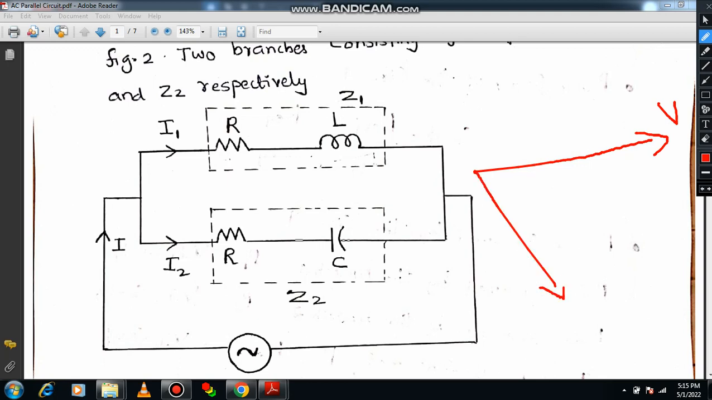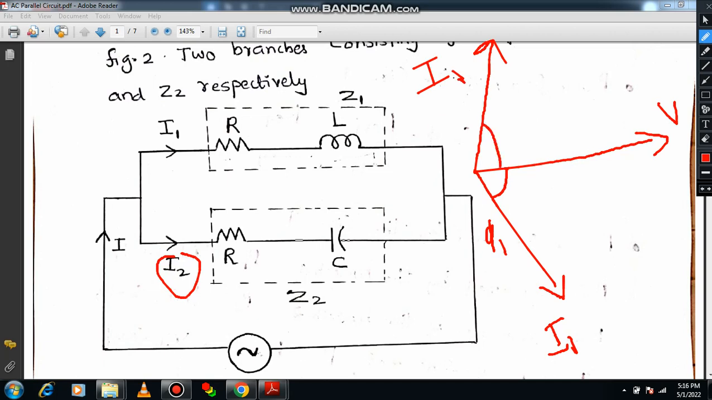So I would like to write it as I1. It is lagging at a certain angle. Let me call it phi 1. Correct? I'll be writing phi 1. When it comes to branch number 2, what about I2? Look at I2. How about the behavior of I2? Since it is a capacitive circuit, the current leads the voltage at an angle of phi, right? So I would like to mark, obviously this is your I2, correct? I2 leads the voltage at an angle of phi 2, correct? Yeah, please note down accordingly.